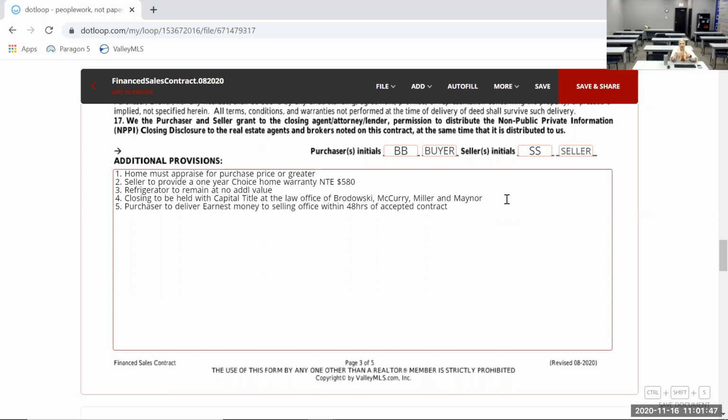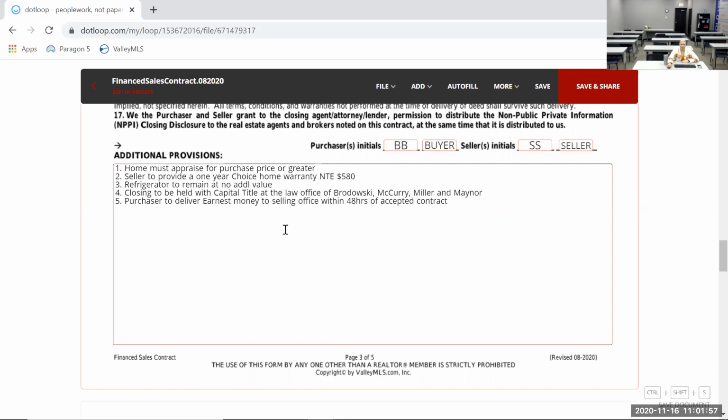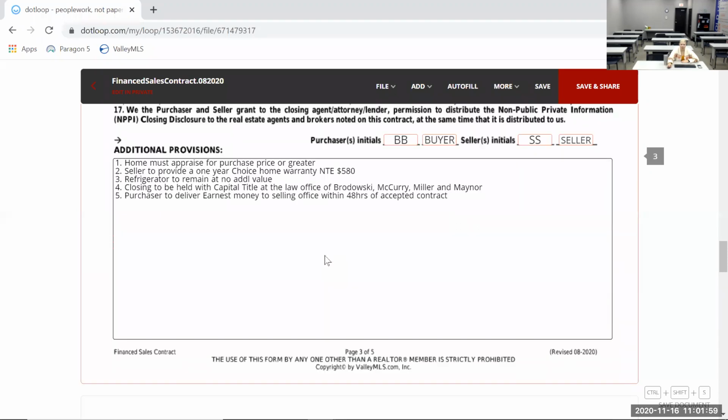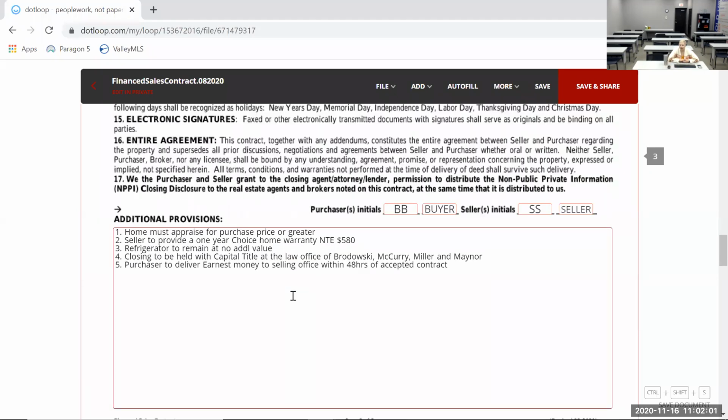If it's going to be that long, I would probably go ahead and ask for a wire transfer for the earnest money, just to make sure that we can have it within that 48-hour time frame. Okay. In the summertime, you can put in there that the lawn is to be maintained through the closing, especially if it's an unoccupied home.